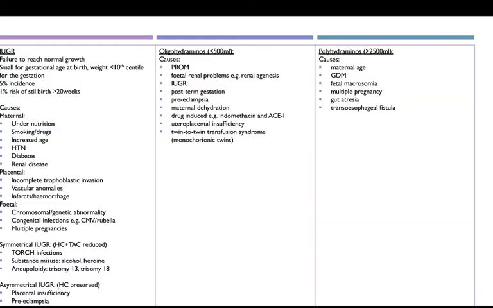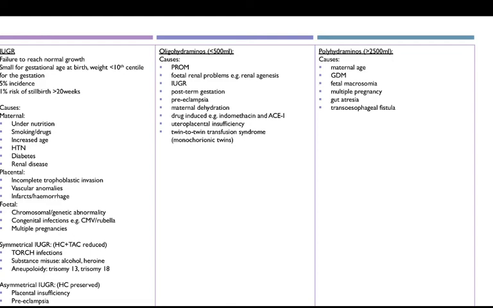Okay, so intrauterine growth restriction is a failure to reach normal growth. There's a 5% incidence and a 1% risk of stillbirth. So the causes, you can split into maternal, placental, and fetal.